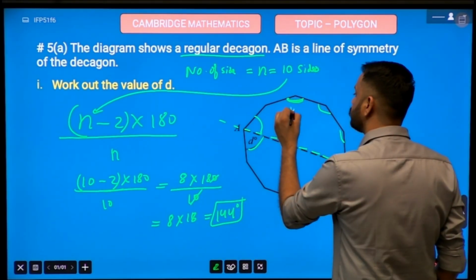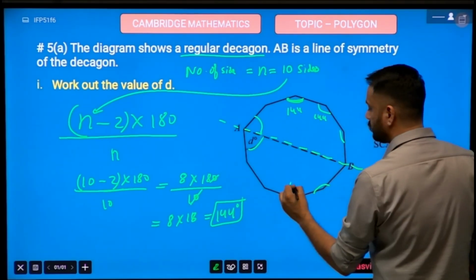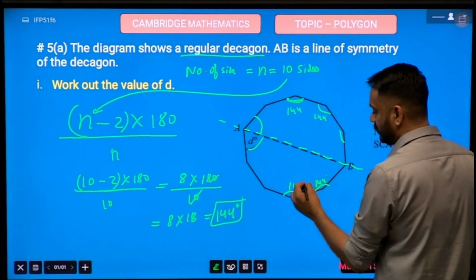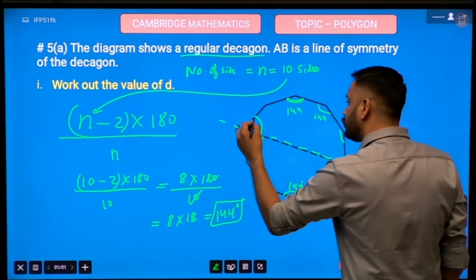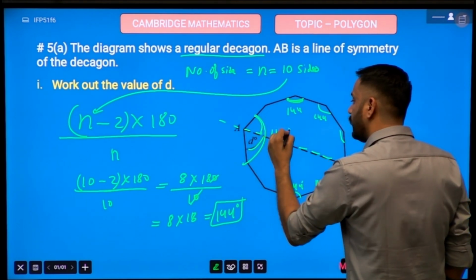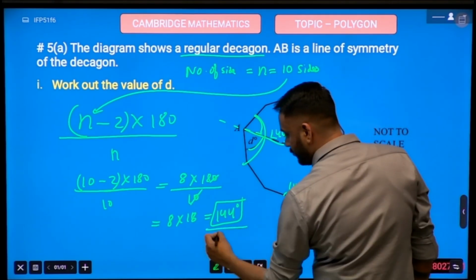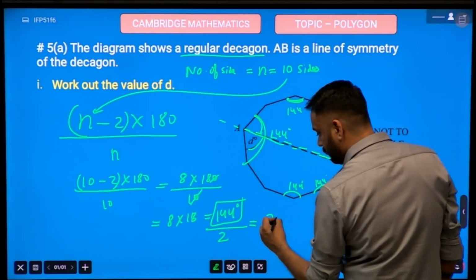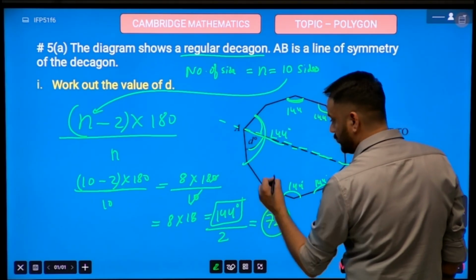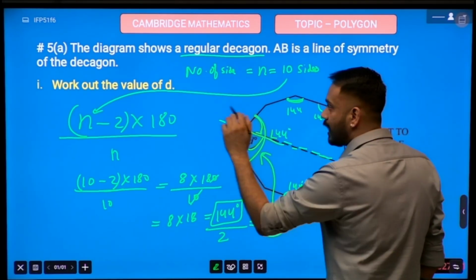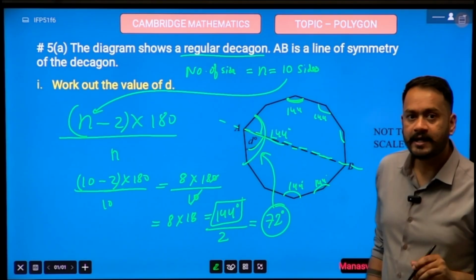That means this is 144, this is 144, this is 144 and this is 144, right? Now if this is also 144 whole and if I divide by 2, because it's a symmetrical line, so the angle will become 72 degree. So that means this angle is 72. So your answer for this question, that is for D, is 72 degree.